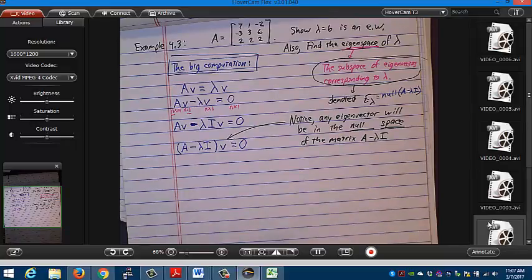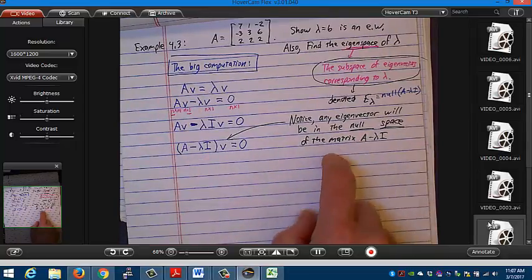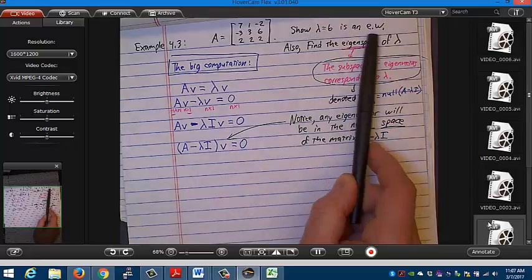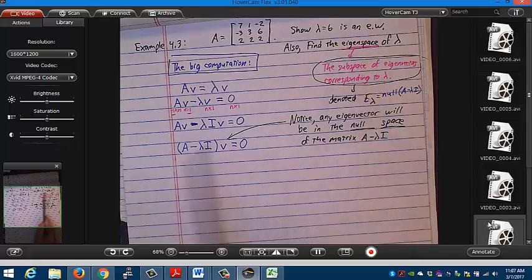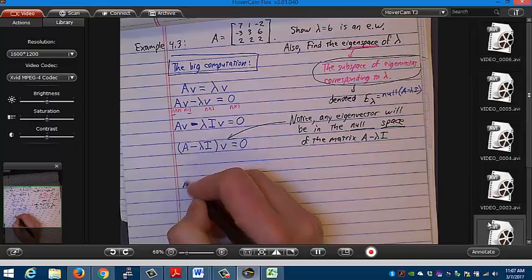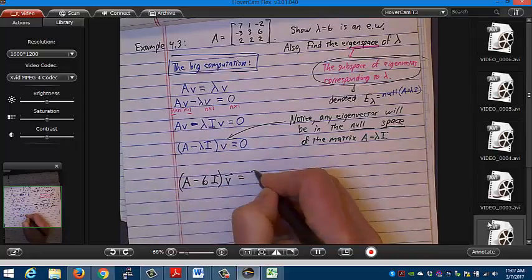So now, if you understand that computation, and we know how to find null spaces, I'm ready to do the problem example 4.3 asked me to do. So the first step, they say, show that lambda equals 6 is an eigenvalue. Well, one way you can do that is you can think about this equation. Well, let's just look at this first. A minus 6I times V equal to 0.